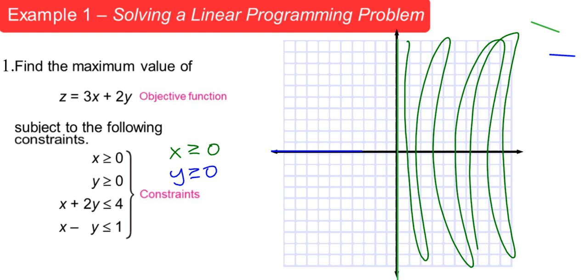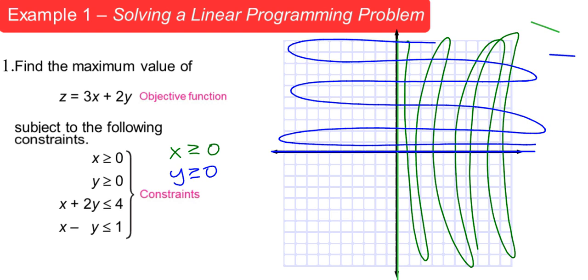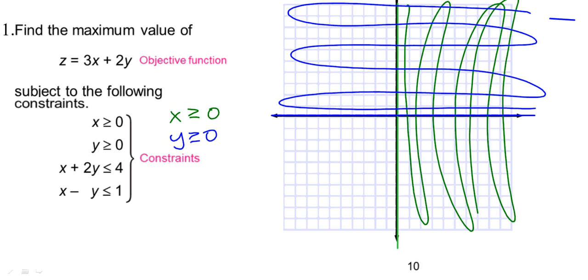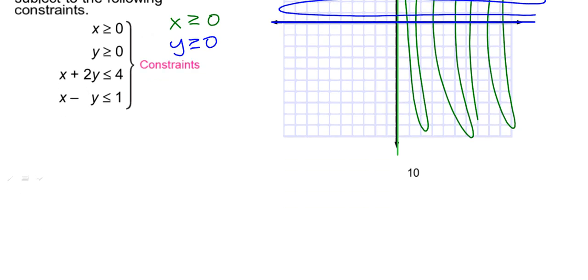Y is equal to 0 is this line right here, and then y is greater than 0 is everything up here. So we can see that we're in that first quadrant with just those two constraints that we have. And then we'll look at the constraint of x plus 2y is less than or equal to 4. I'll just do my work over here and then I'll go back to that.